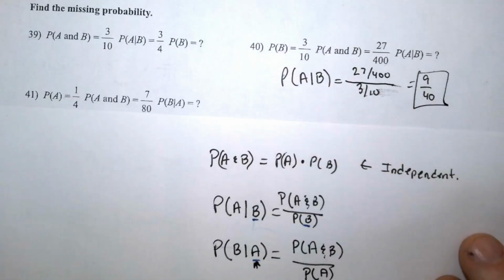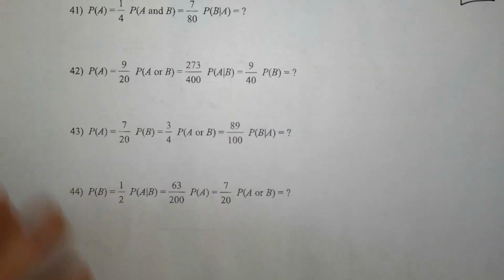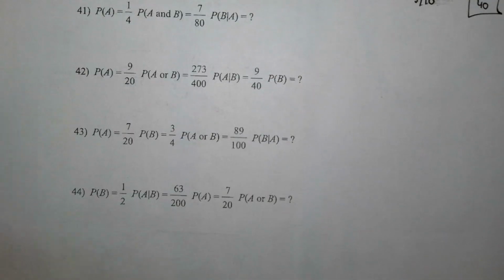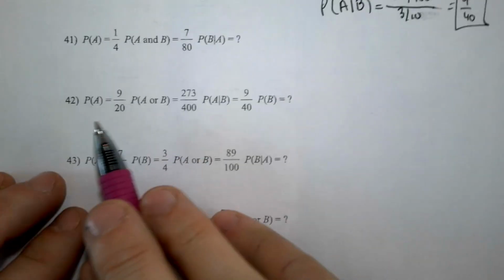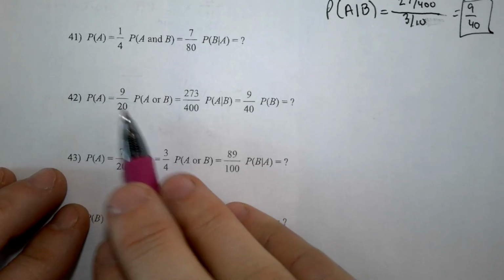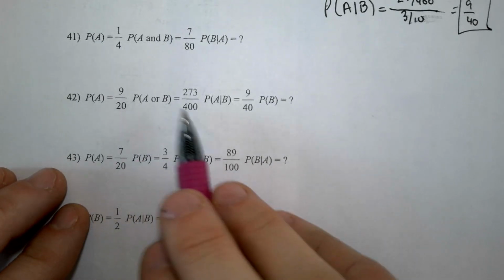All right, let's do another one. Said I would do the even ones. I'm going to hold to that. Let's do the even ones. I dropped my formula sheet. I got to pick it up. Got it. Okay, 42. We got 9 out of 10, 20 for the probability of A or B.